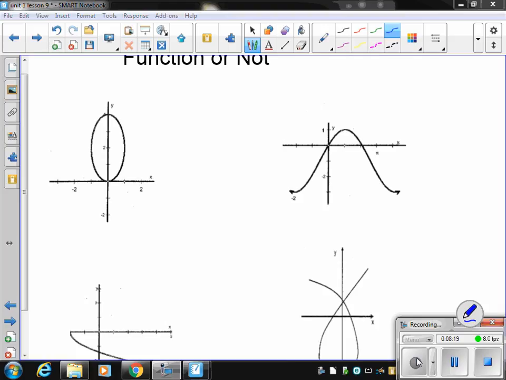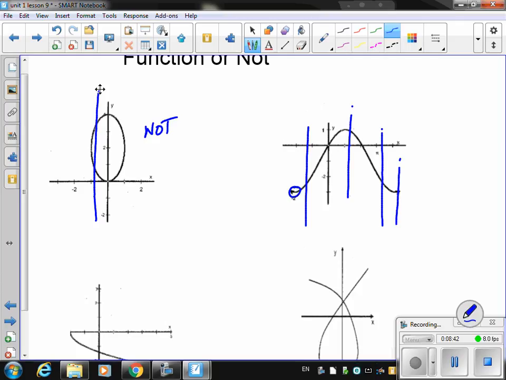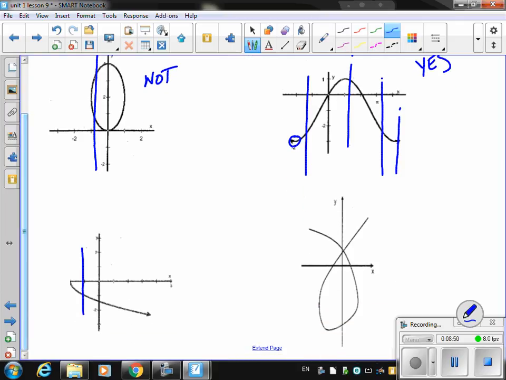Let's have a look at these 4 relations for a minute and see if they're a function or not. The first one, you could draw a vertical line and it will hit that relation in more than one spot. This is not a function. Second one, looks like it might be a quadratic, but it does a funky little thing at the end there. But I could draw a vertical line anywhere on that graph and it will only hit in one place. It is a function. Here's a relation that I could draw a vertical line anywhere and it only hits in one spot. It's a function. This is not a function.